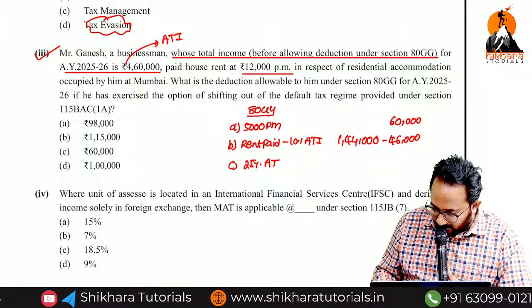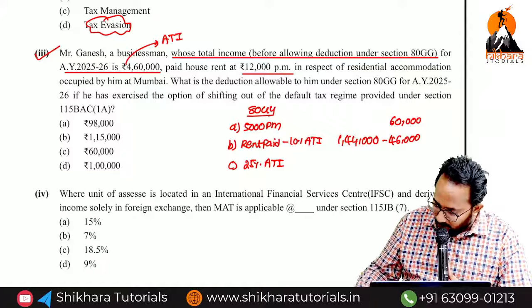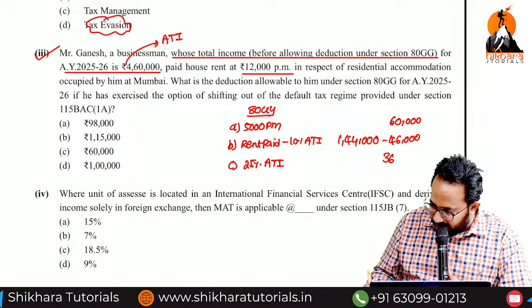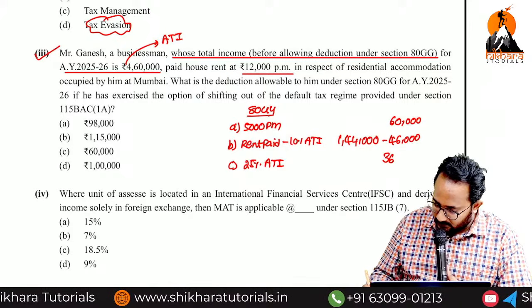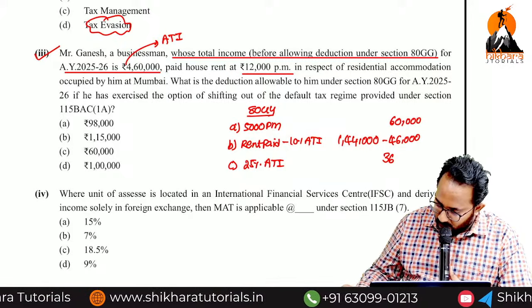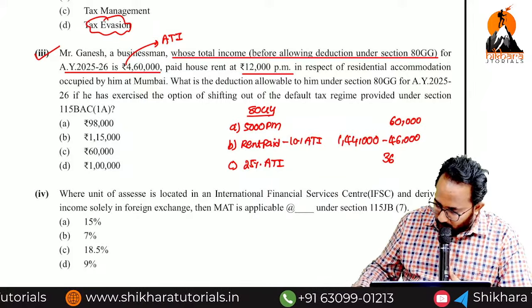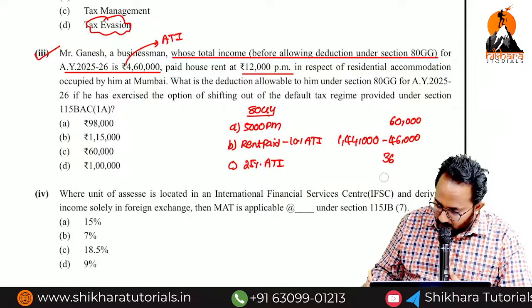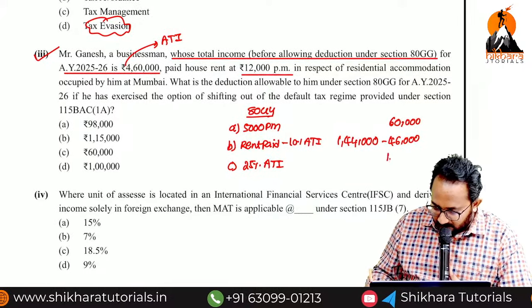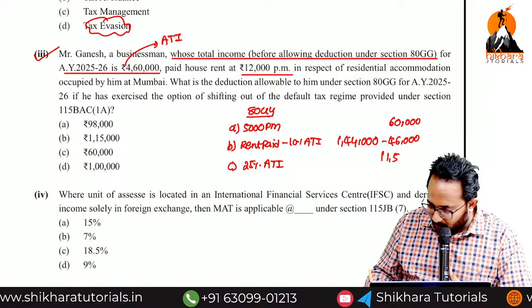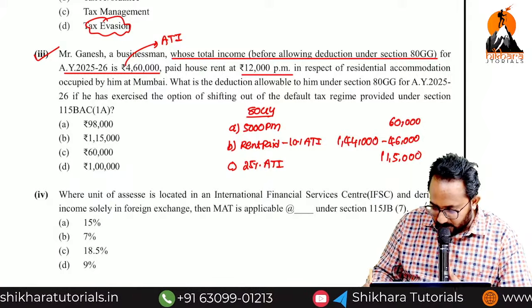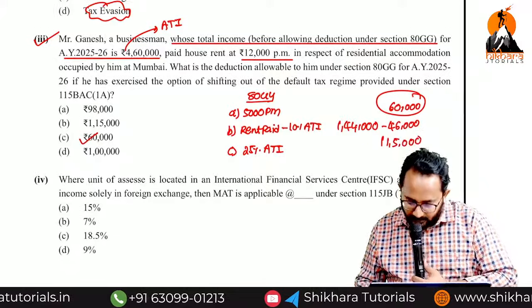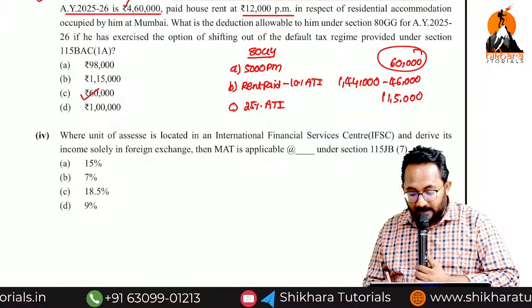Next, see, 25% of adjusted total income. Can you tell me what is the 25% of adjusted total income? 4,60,000 into 25%, it is 1,15,000. Whichever is lower, 60,000. Answer is 60,000.